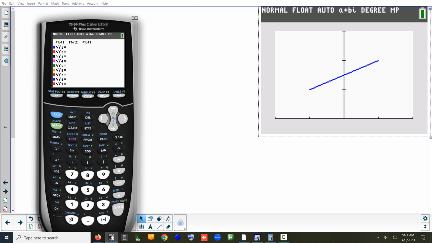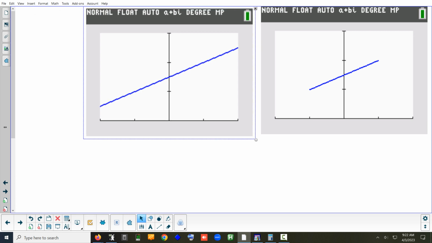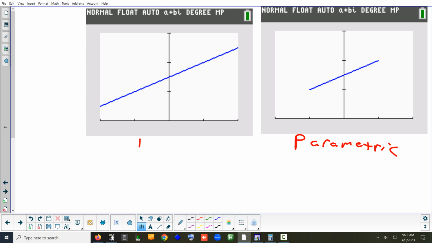Okay, and our equation was 0.5x plus 1.5. I'm just doing decimals because that's easier for me to type in than fractions. Okay, so that's what we got. Let's see if it looks the same. Does the one that I did in parametric look the same as the one I did in function?